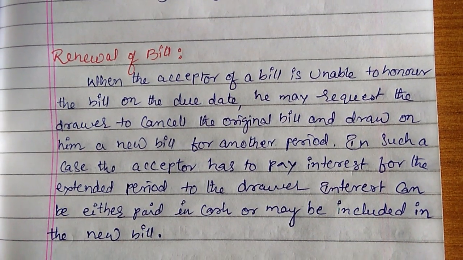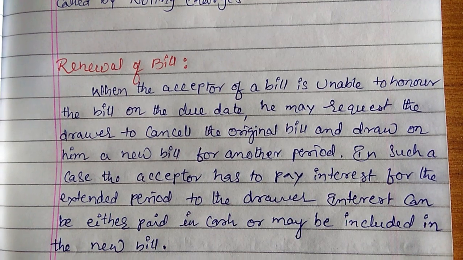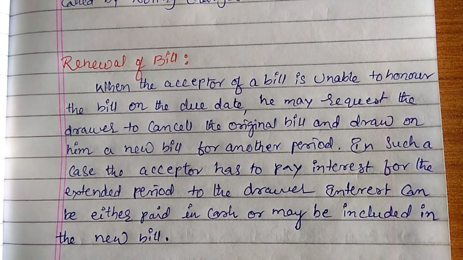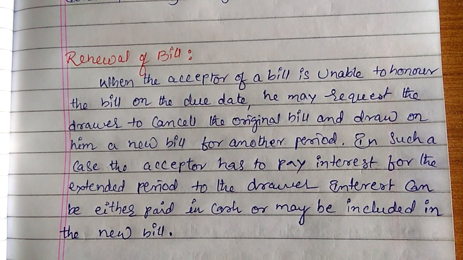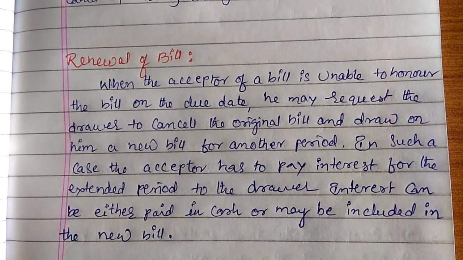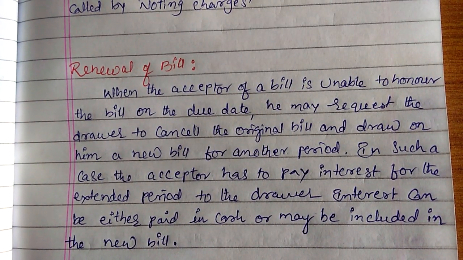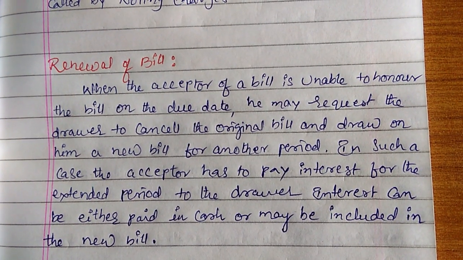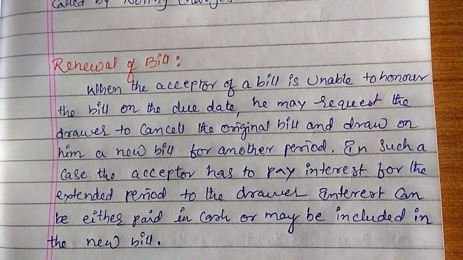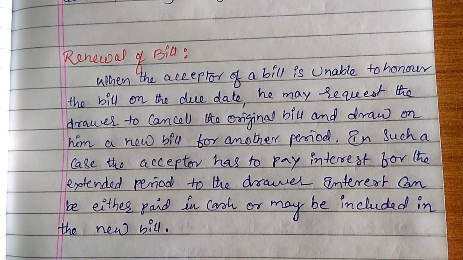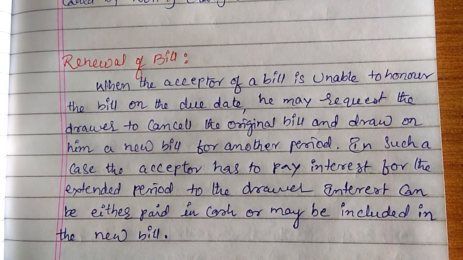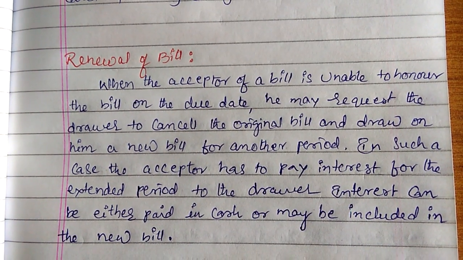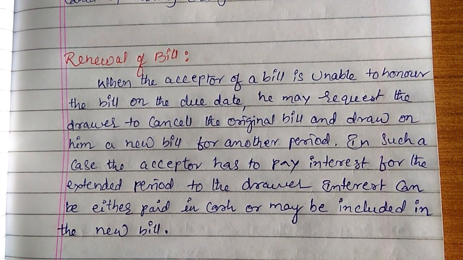And next one is renewal of bill. If the drawee is unable to pay the amount on the due date, then a request is sent to the drawer to write a new bill. If the drawer accepts and writes a new bill with or without interest, that is called renewal of bill. So, renewal of bill means when the acceptor of a bill is unable to honor the bill on the due date, he may request the drawer to cancel the original bill and draw on him a new bill for another period. In such a case, the acceptor has to pay interest for the extended period to the drawer. Interest can be either paid in cash or included in the new bill.